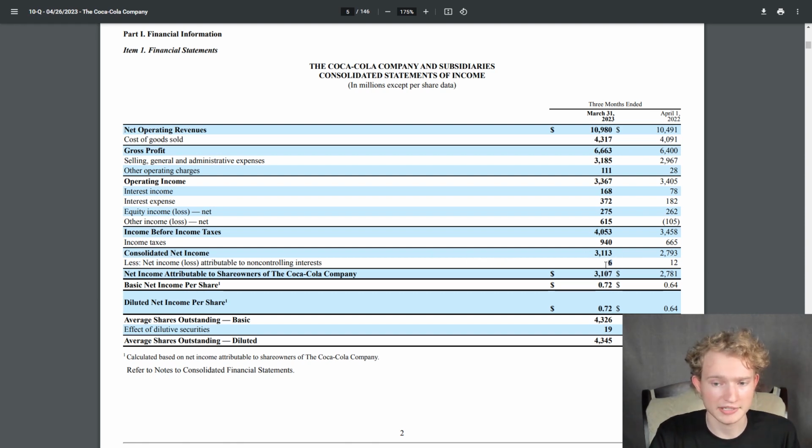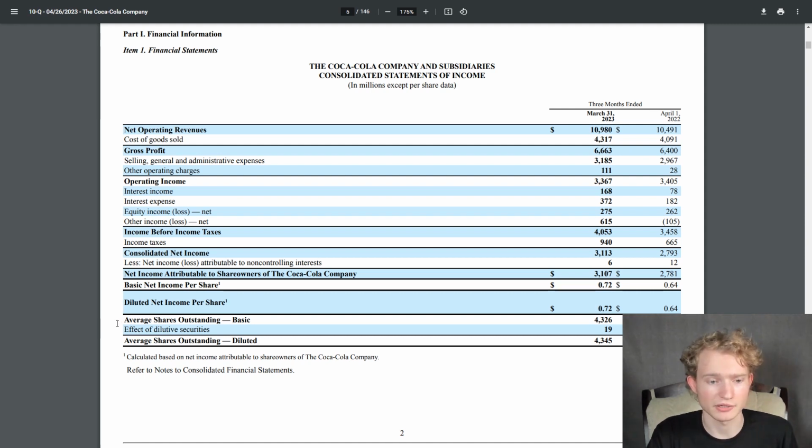So then, after subtracting that $6 million attributable to the non-controlling interests, you're left with the actual net income that's attributable to the shareholders of Coca-Cola. And that is $3.107 billion there for the past 3 months ended March 31st, 2023. The next line down here is the basic net income per share, and that's literally just this number divided by the number of shares of the company that are available for trade. Then the next one is the diluted net income per share, and this is basically the same deal except it's divided by the number of outstanding shares.